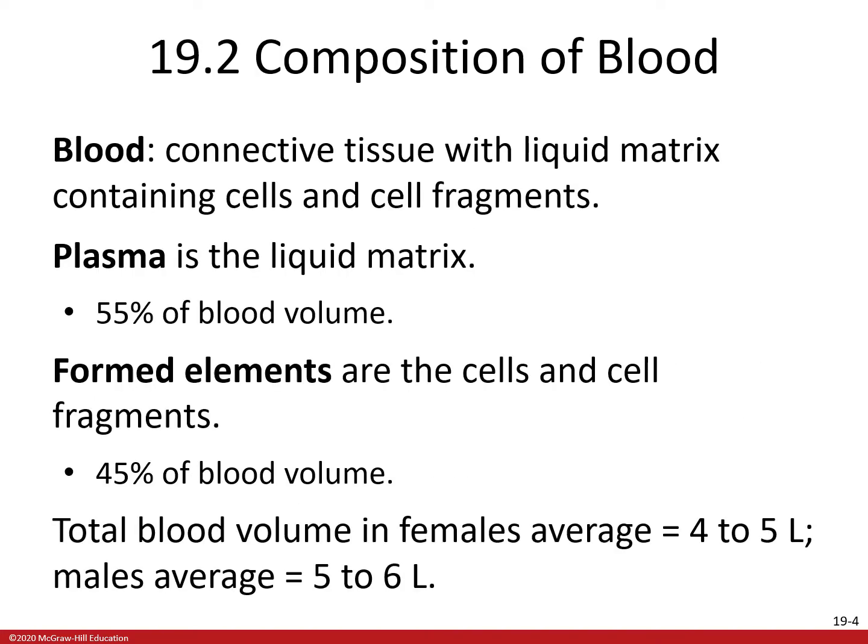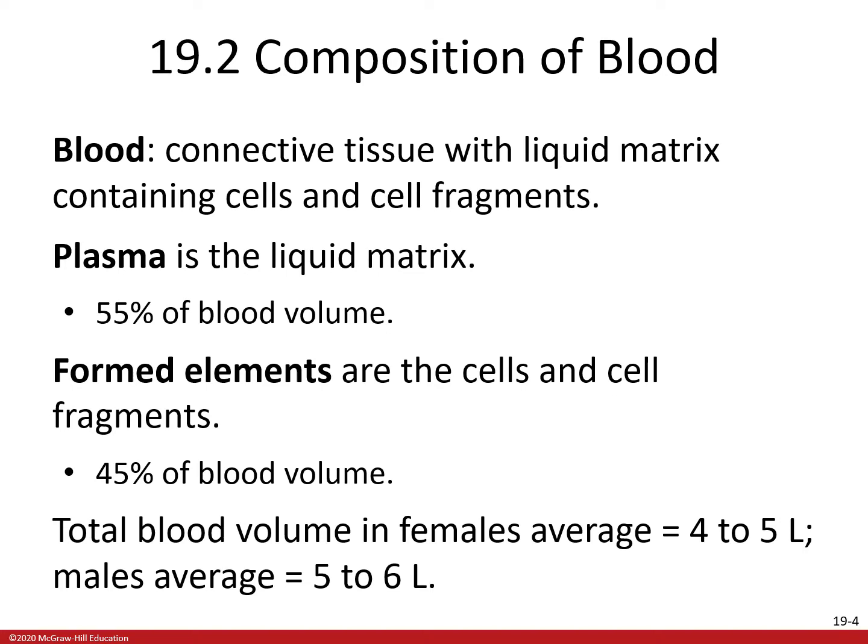Moving on to the composition of blood. Blood, remember, is a connective tissue, one of those 4 main tissues that we had to know in 157. So the first was epithelial, then connective, muscle, and nervous tissue. So this is a connective tissue, which means that it is cells within a matrix. And in this case, blood is really unique because it is a liquid matrix that contains cells and cell fragments.